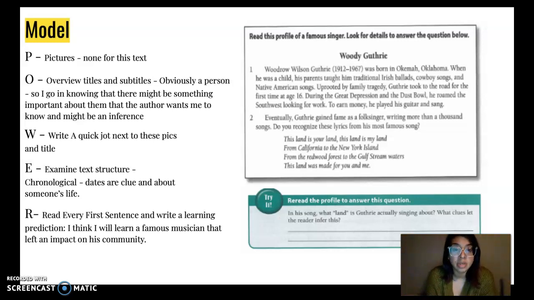Eventually, Guthrie gained fame as a folk singer, writing more than 1,000 songs. Do you recognize these lyrics from his most famous song?